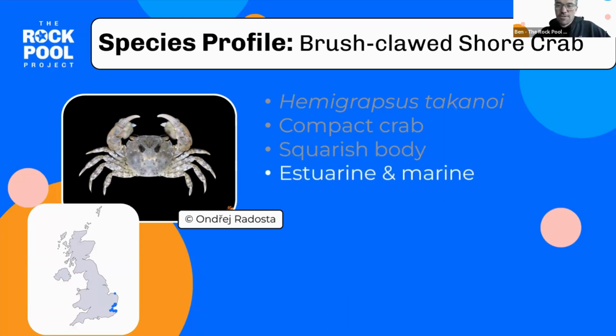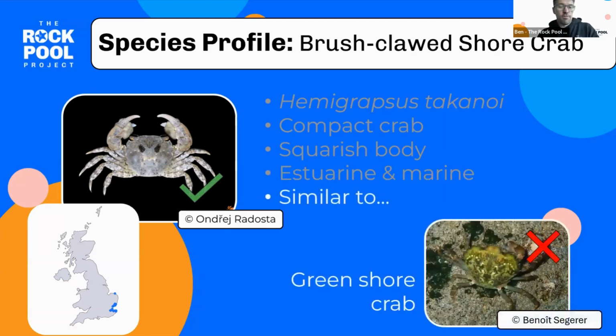And I saw it for the first time myself today because Chris and John had a stand at the event we were at, and so I saw some individuals there. It's estuarine and marine, a little bit like our shore crab. So that's probably the most likely thing that you'll confuse it with, our native green shore crab.